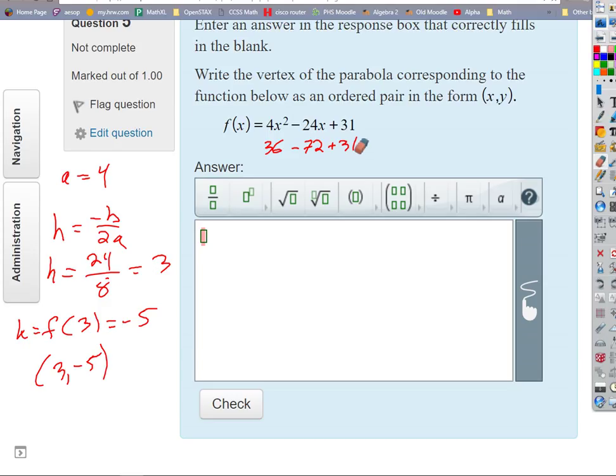And that's it. That's all they wanted for this one. If I were trying to graph it, I could do it now. I would just know that I'm going to stretch it by 4 and put the vertex there and we're done, right?